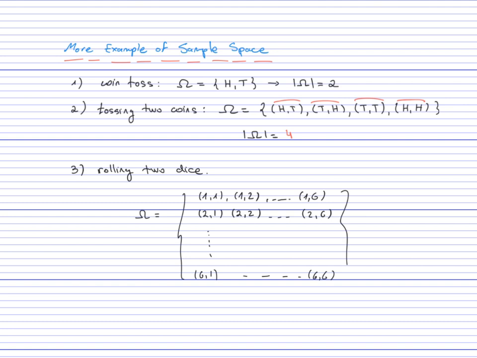So how many elements do we have here in omega? That's equivalent to asking, what is the cardinality of omega? So here, if you think about it, you have 6 elements times 6, okay? Meaning that you have exactly 36 elements. Meaning that the cardinality of omega is 36.